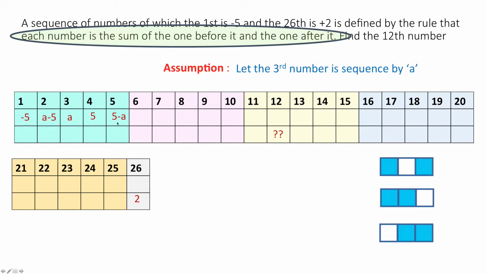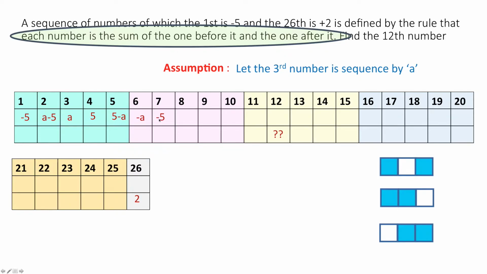You can apply the same approach to get the next step, which is to find the sixth term. What should be added here, what should be the value here, which upon adding to 5 gives you 5 minus A? So that value should be minus A. So minus A, when you add it to 5, you get 5 minus A.